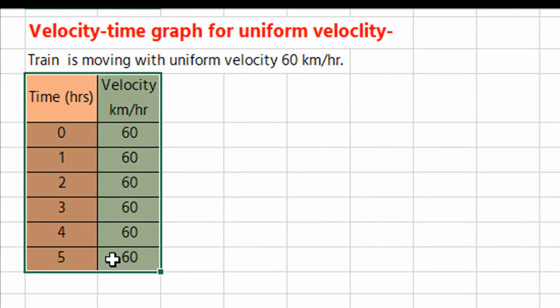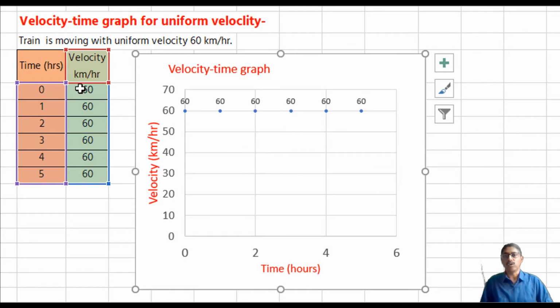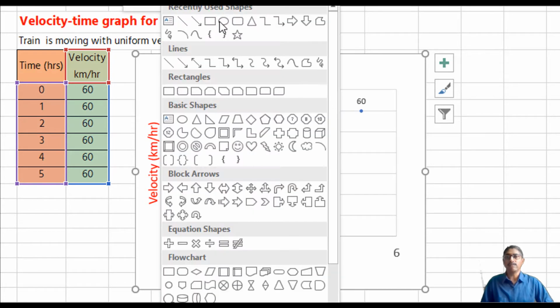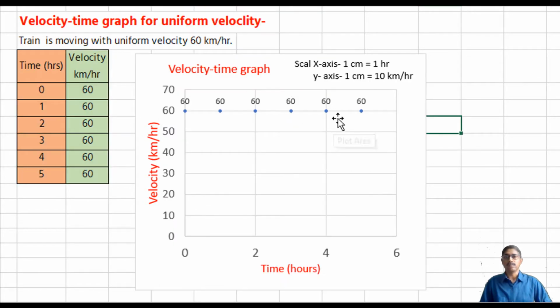Now plot this graph. See here, to plot these points, on the x-axis there is time in hours and on the y-axis there is velocity in kilometer per hour, and the title of the graph is velocity time graph for uniform velocity. Write the scale of the graph on the right side of the page. That is the scale for the graph. On the x-axis 1 centimeter is equal to 1 hour, and on the y-axis 1 centimeter is equal to 10 km per hour. Now join these points by a line.